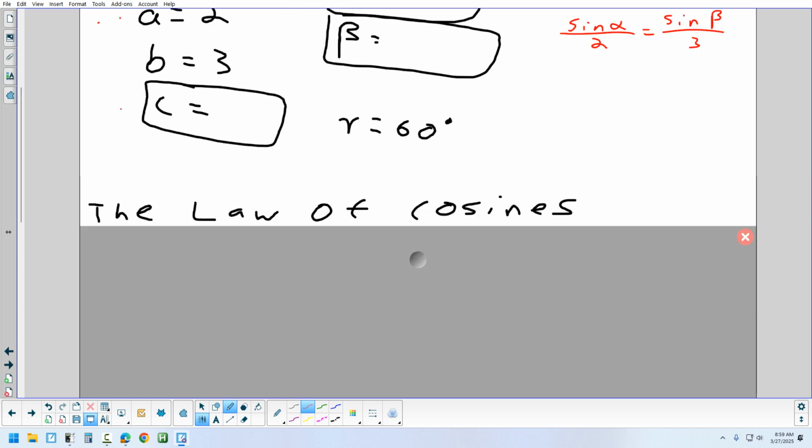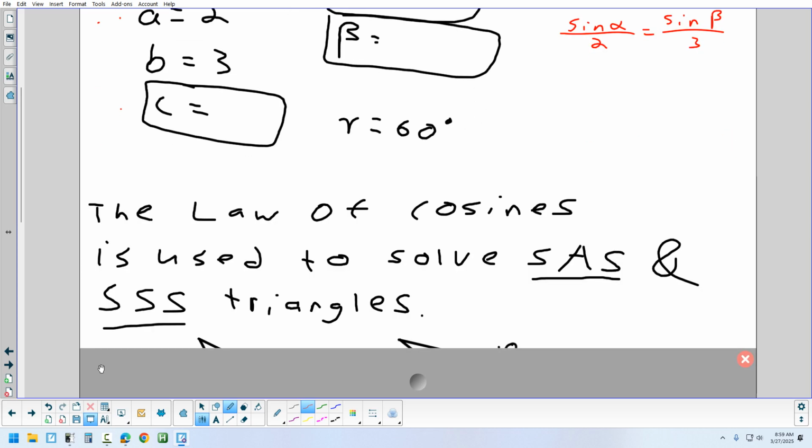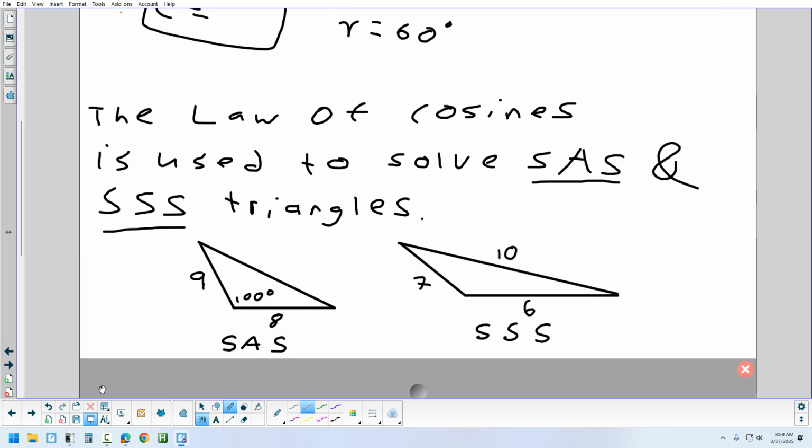So that's where the law of cosines comes in. And the law of cosines enables you to solve triangles like that. The one on the left is side, angle, side. And the one on the right is side, side, side. Either one of those situations, you need the law of cosines. Now, the one on the left, that is always solvable, always. And it will always have one solution.